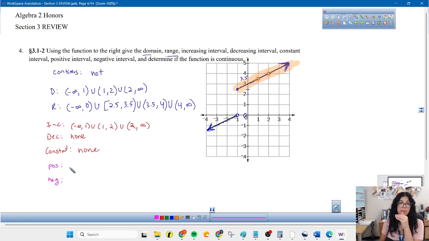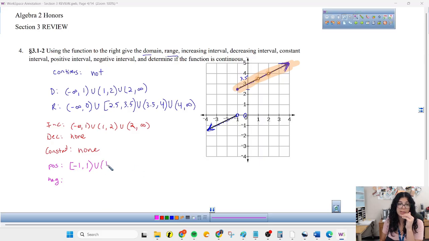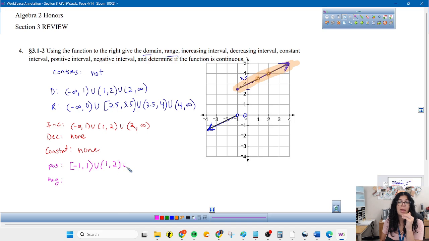So from that -1, and at -1, the y value is +3, so it's inclusive there, till the 1. Then from 1 to 2, we have all those points have a positive y value. And then from the 2 to infinity, all of those points also have a positive y value. The negative y value would be this other part. That is the part of the graph that has negative y values.